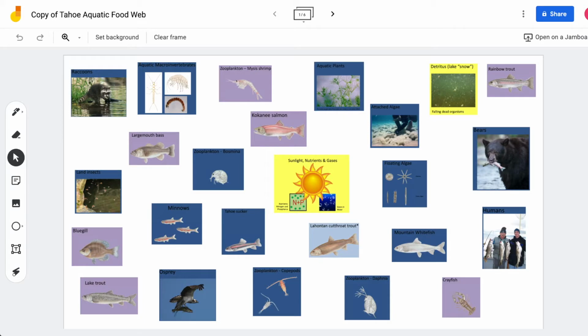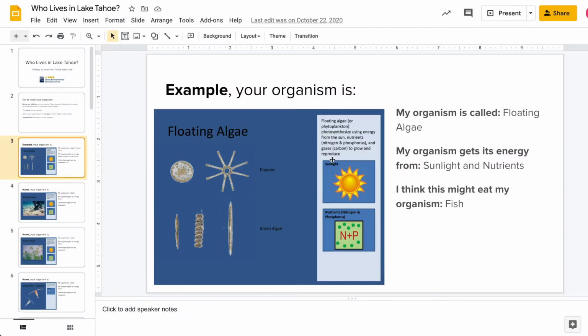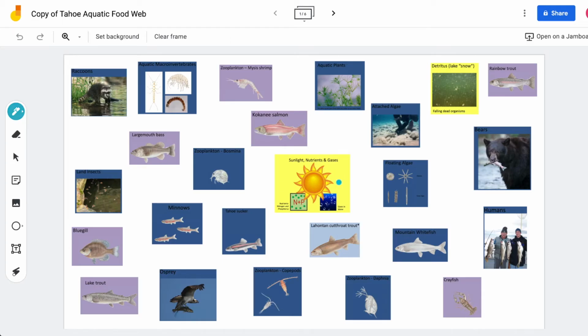So back on our Jamboard, we're going to select the pen tool, and you can pick whatever color you want. I'm going to pick blue. Once you do that, you are going to want to find your organism. Here's my organism, floating algae. And where did our floating algae get its energy from? Let's check. From the sunlight and the nutrients. All right, so from the sunlight, here's the sunlight. So here's the first two. If the floating algae is getting its energy from the sunlight, which direction is our arrow going to go? To the right or to the left?